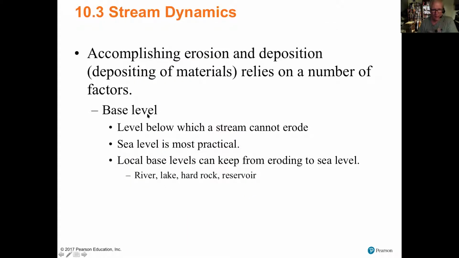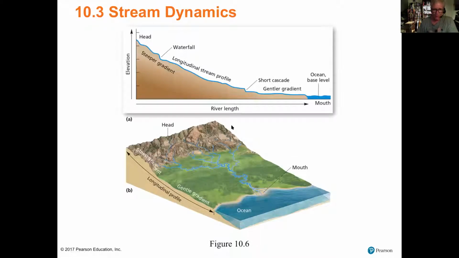Now the base level is the level below which a stream cannot erode. Normally that is sea level, but you can have local base levels that are often dependent on dams, for example, or hard rock, that form reservoirs. So this would be your base level here, where it's just not going to erode anymore. And eventually this will erode down until it reaches that base level, which is not quite sea level, but almost.